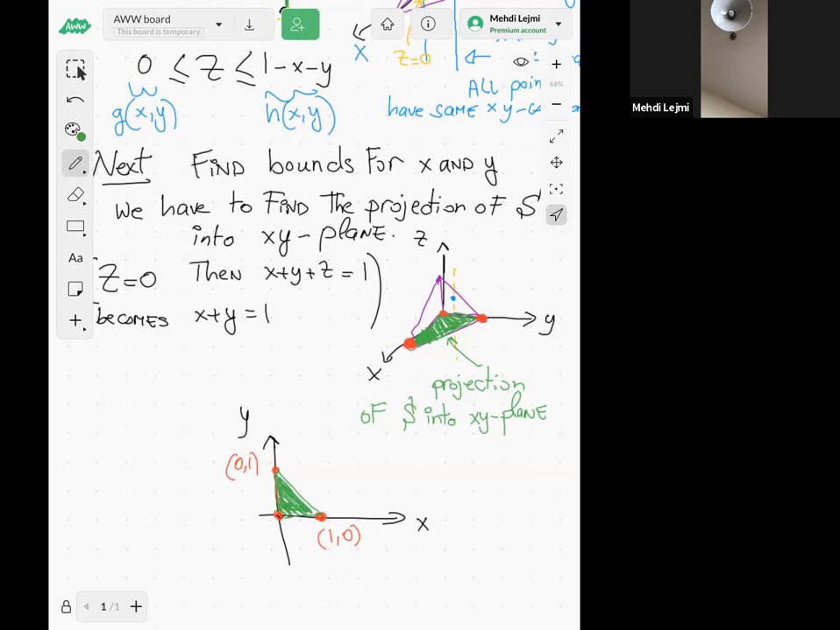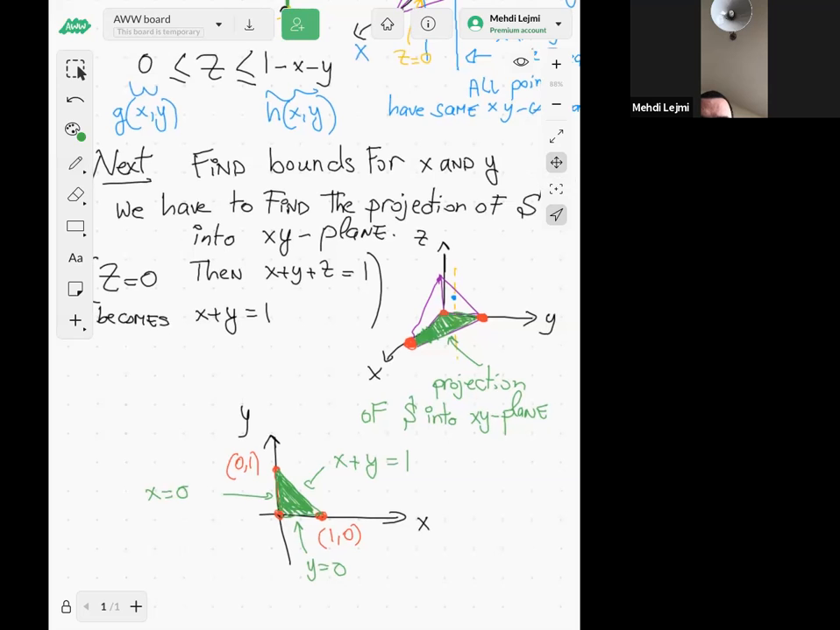Now, of course, the equation of this line here would be just x equal to 0. This line here is just y equal to 0. And this line here is the line which connects the 0, 1 to 1, 0, so you can just compute the equation of this line. It's just x plus y equals 1. All right. So now what will be the bounds for x and y?